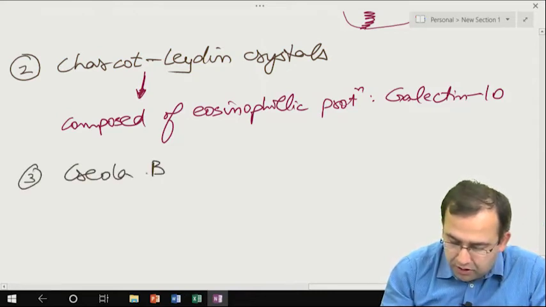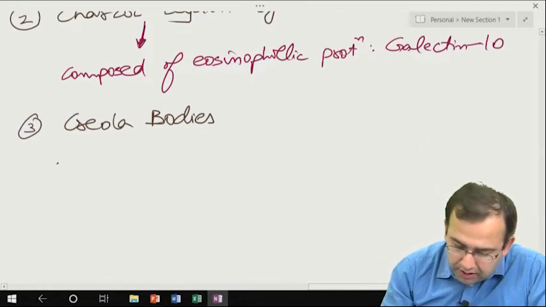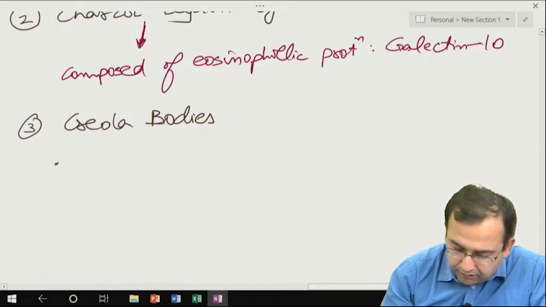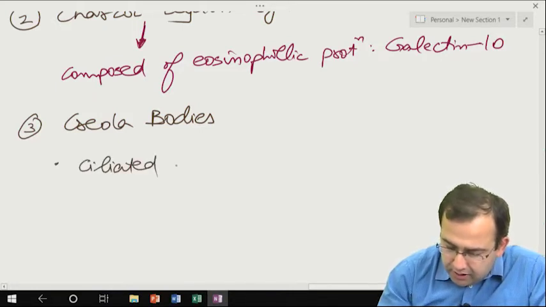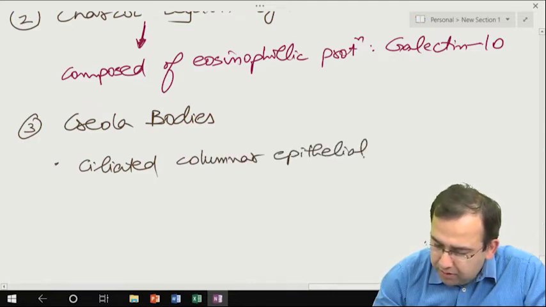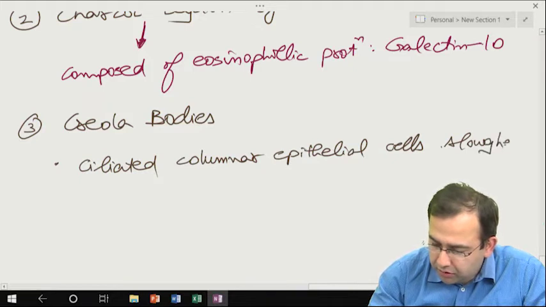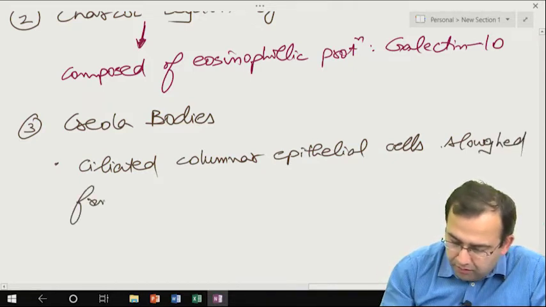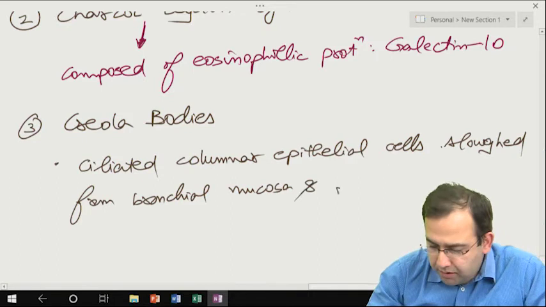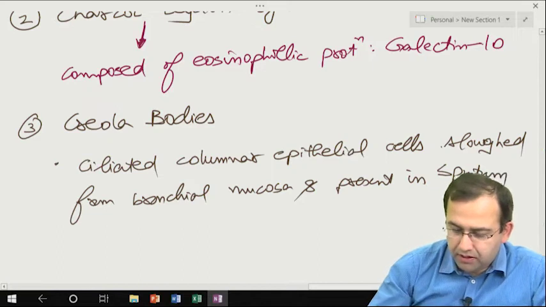And the last microscopic feature is Creola bodies. These are collections of ciliated columnar epithelial cells which are sloughed from the bronchial mucosa and present in sputum. That is Creola bodies.